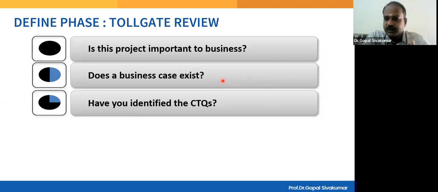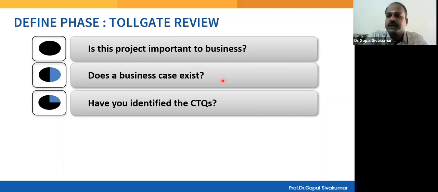That means whether the problem is related to the lead time, or whether the problem is related to the dimensional requirement of the product, or whether the problem is related to, let's say, the surface finish of the product, what it is, right?